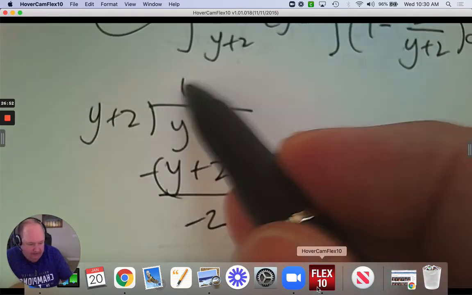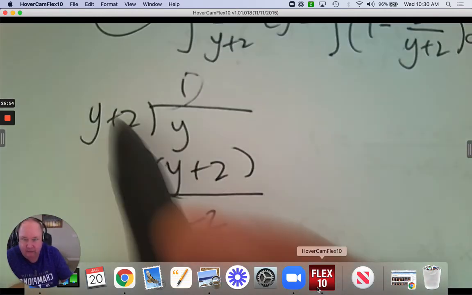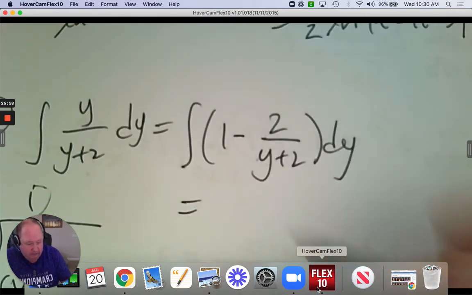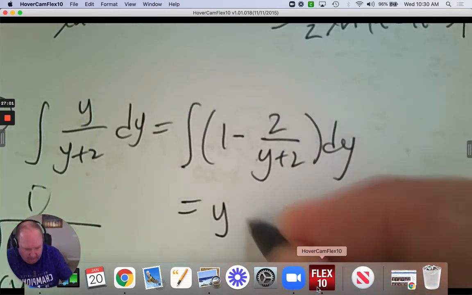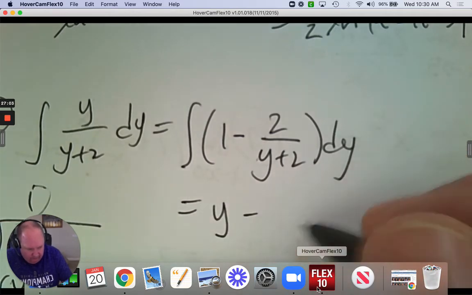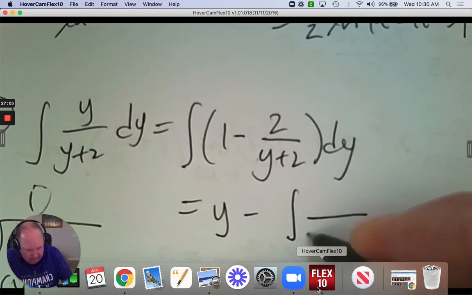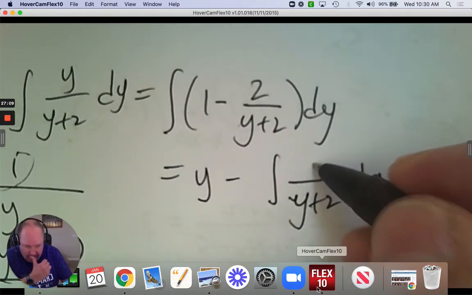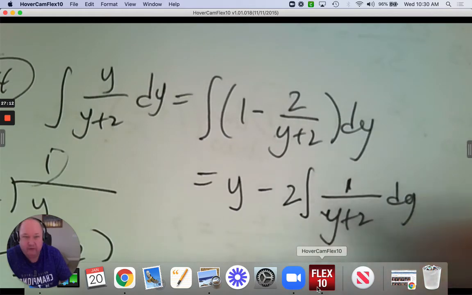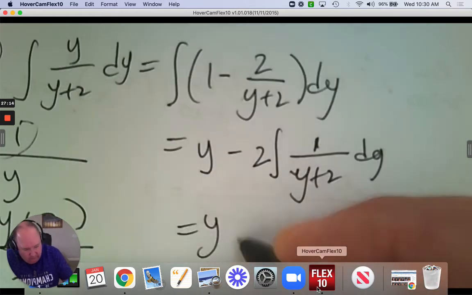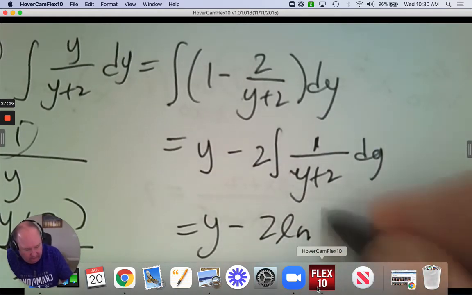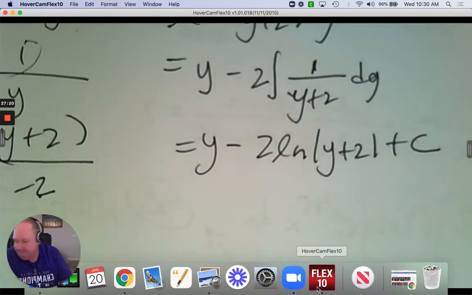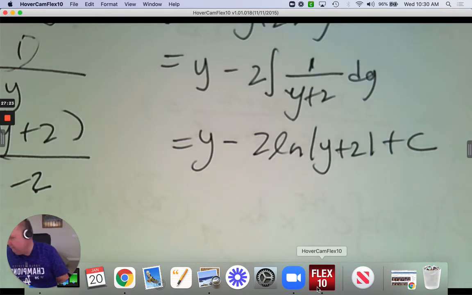So can you write the answer? The answer is 1, and then -2 over y plus 2. That's what that is. And then just integrate each one separately. So the integration of 1 is just y. The integration of the second one, let's do it separately. The derivative of y plus 2 is 1, but we need a 2 in front so it stays the same. So it's 2, it's a logarithm, it needs the absolute value bars, and it's done. That's number 24.